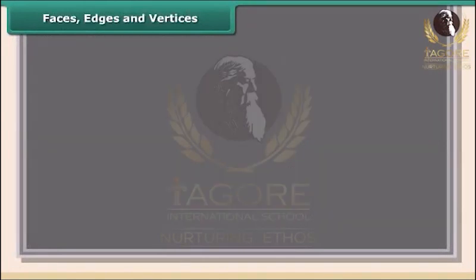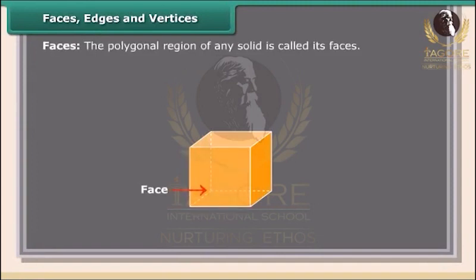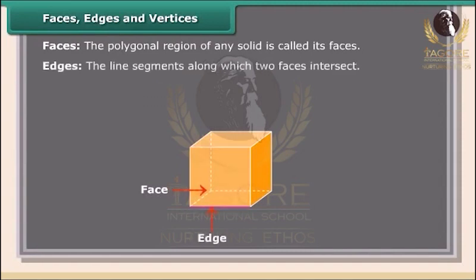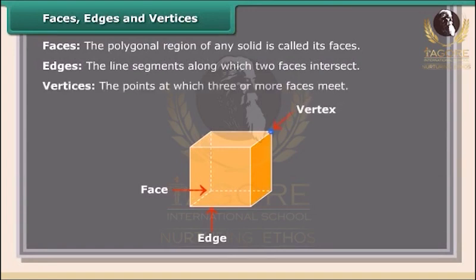Faces, edges, and vertices. Faces. The polygonal region of any solid is called its faces. Edges. The line segments along which two faces intersect. Vertices. The points at which three or more faces meet.